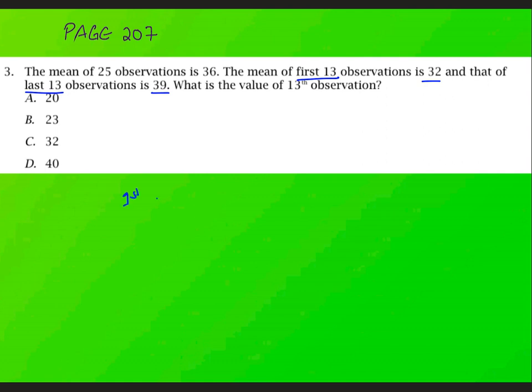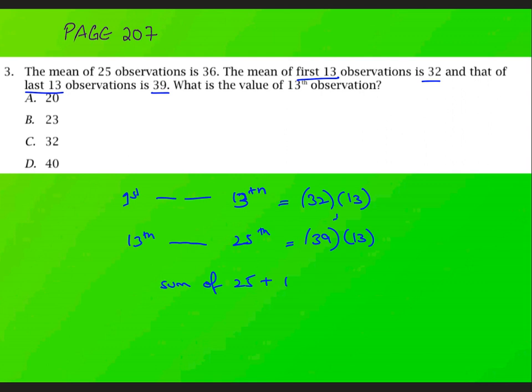Basically from first till 13th, this sum is 32 times 13 because the average is 32. And from the 13th till the 25th, this sum is 39 times 13. Again, because the average is 39. So when I add these two, what I get is the sum of 25 values plus the 13th value, because that is the overlapping value which is counted twice. So this is what I get from this sum.